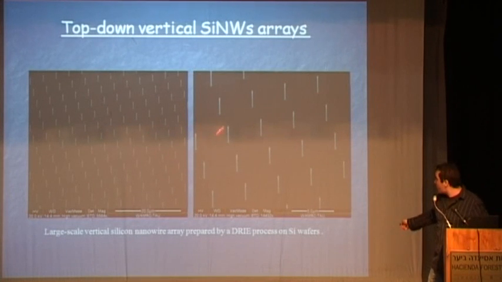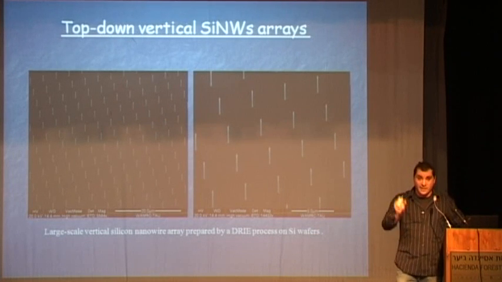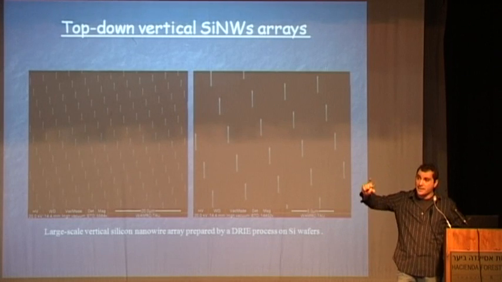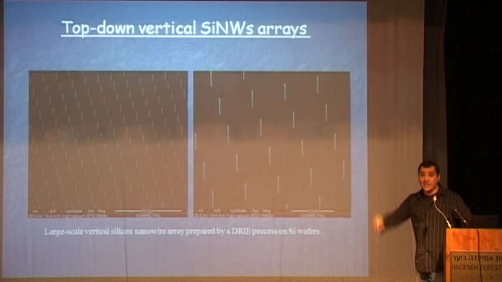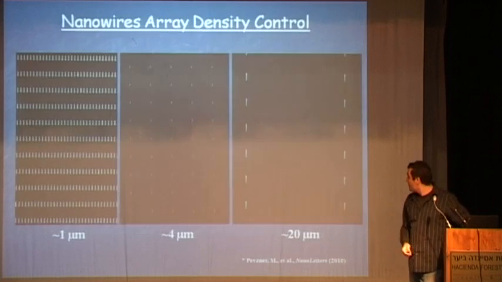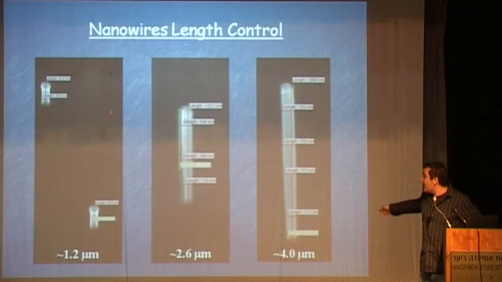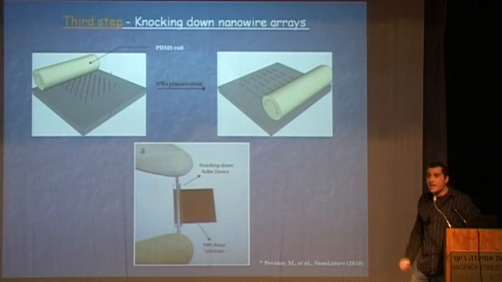We know exactly where each nanowire is sitting. By controlling the dimensions of the mask, we can control the diameter of the nanowire. By controlling the time that we do the etching, we can control the length of the nanowire. We know exactly, first of all, where it is standing. The next step is controlling the density. We can see that we can control the density of the nanowires, and the length, and the diameter. So we have full control over each one of the nanoelements.